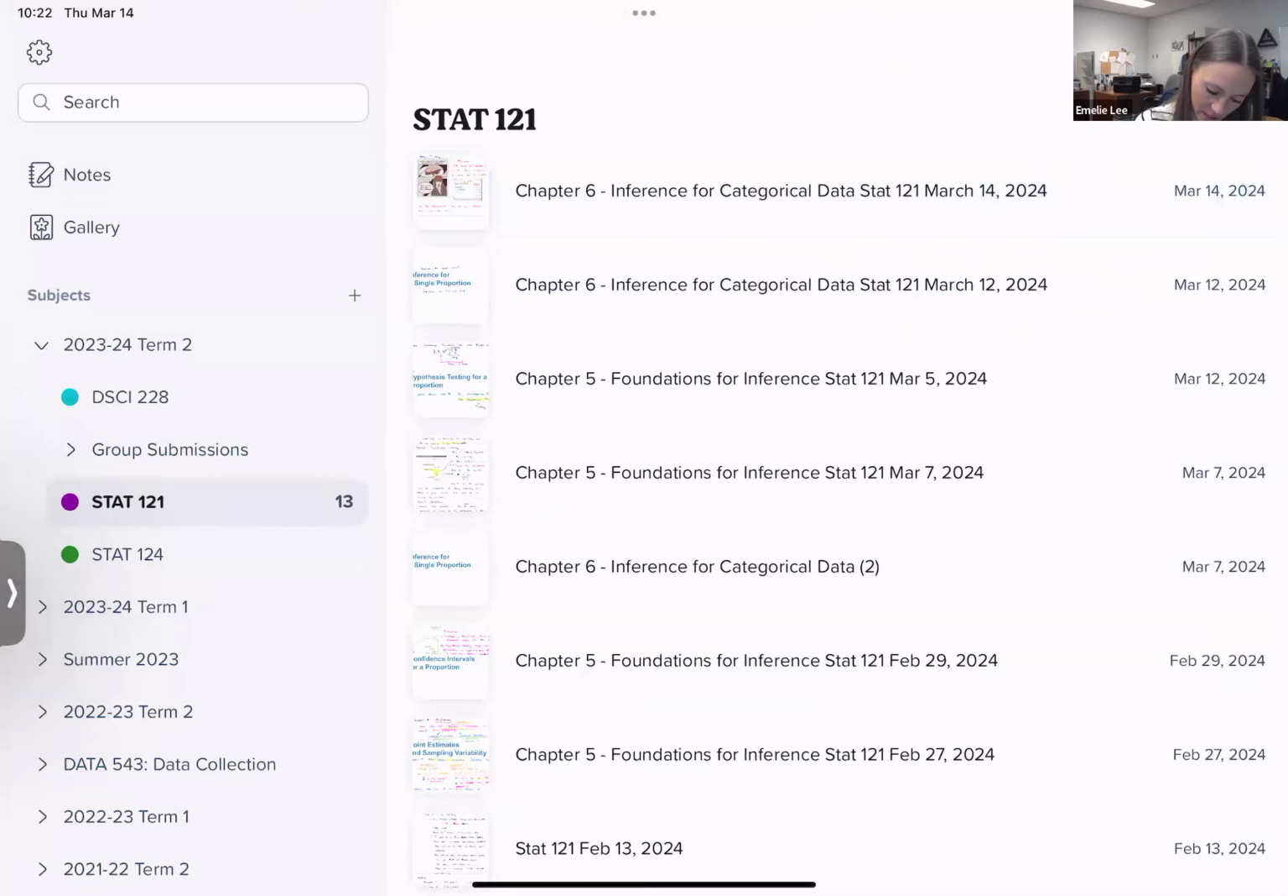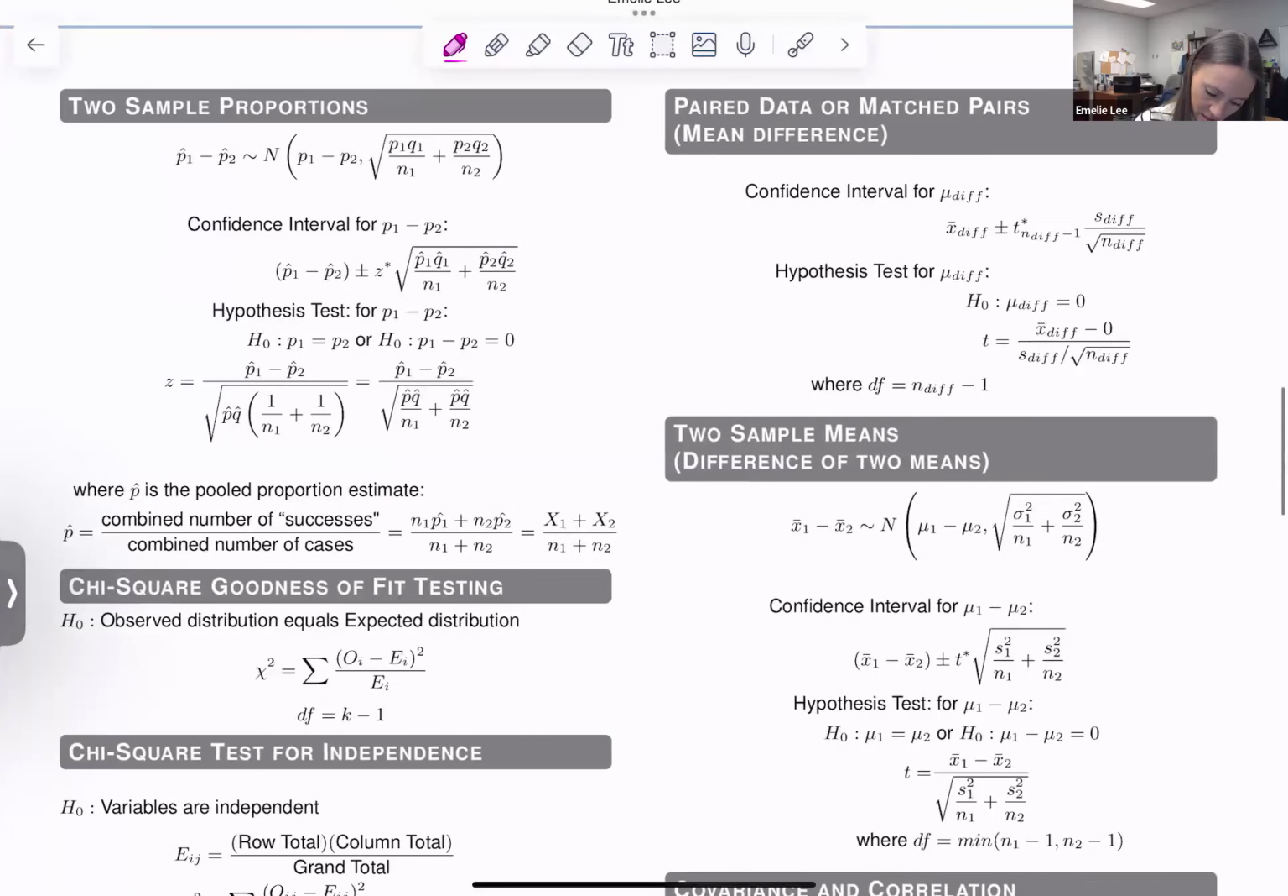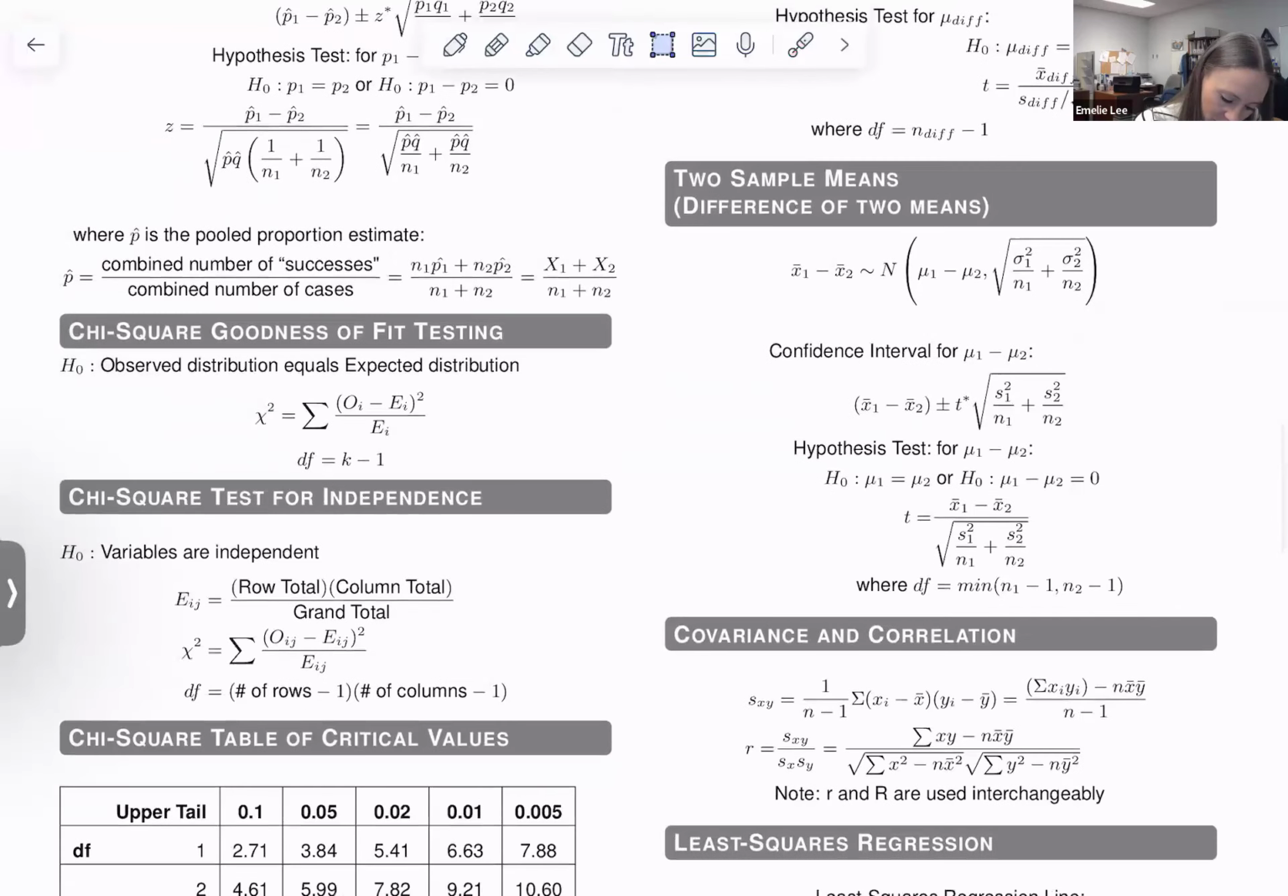Maybe now is the time to bring in the formula sheet. So we did 2 sample proportions. That was a huge chunk of our formula sheet, mostly because we have the pooled proportion, which we tackled, and so now we're comfortable with that, and it's not really that bad, right? And so now we move on to the next part of the formula sheet.